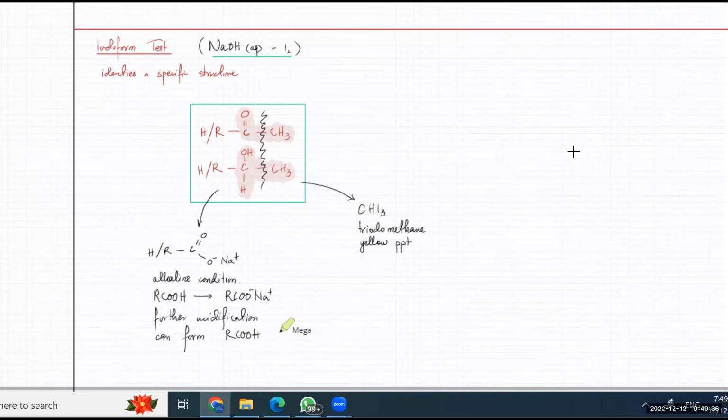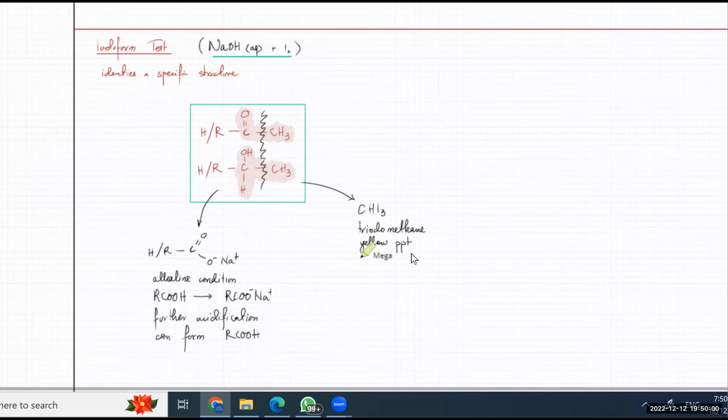So whenever you see a structure where you have got a methyl with a carbonyl bond, C=O, or a methyl with this structure, CH(OH)CH3, the iodoform test will be positive. No matter how complicated the structure is, the CH3 will break off and it will form CHI3. It's going to form a yellow precipitate. Okay, is this clear?